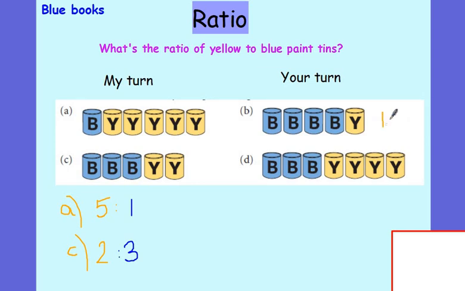Let's go through the answers. We've got 1 to 4 blues for the first one. And for the second one, yellow to blue paint cans, I've got 4 lots of yellow. And for every 4 lots of yellow, I've got 3 blue ones.